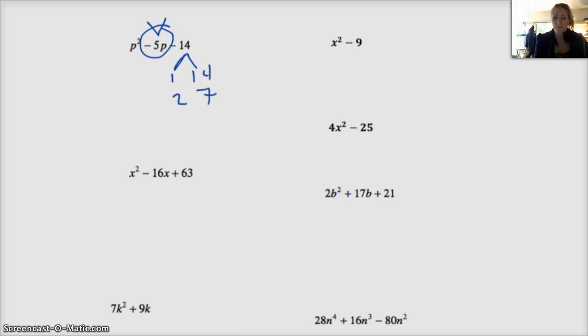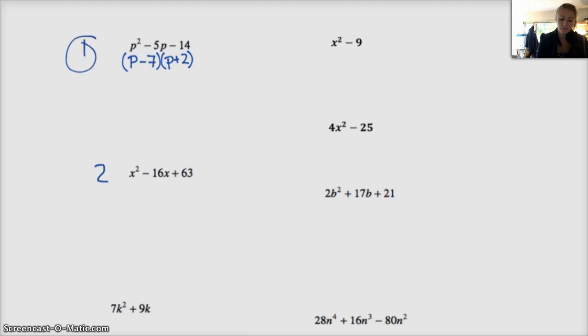That's negative 7 and positive 2. Those multiply to negative 14, add to negative 5. So you end up with p minus 7 times p plus 2. So that's your most basic type. The second problem, the one below it, is very, very similar. So if you want to practice that first, pause it, try it on your own, and then check the answer.